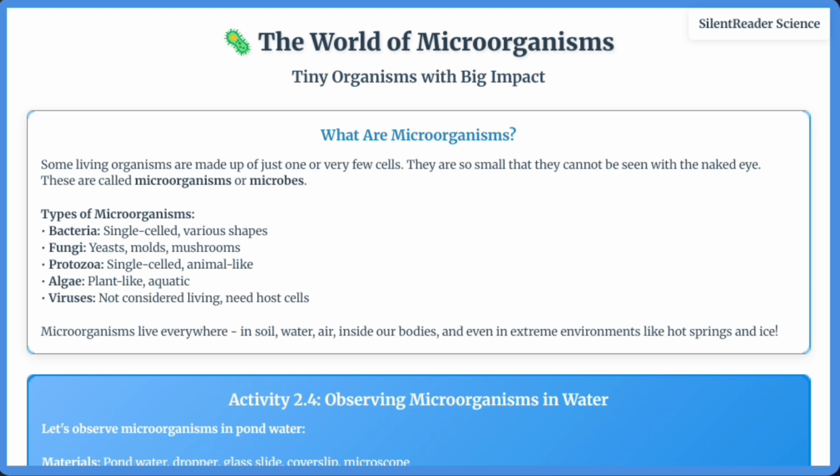Beyond individual cells, we enter the world of microorganisms, tiny living beings made of just one or a few cells. These include bacteria, fungi, protozoa, algae, and viruses. Through activities like observing pond water under a microscope, we can see these microorganisms actively living their lives. While some microorganisms cause diseases, most are actually beneficial, helping with food production like curd and bread, creating medicines like antibiotics, cleaning our environment through decomposition, and even fixing nitrogen in soil to help plants grow.